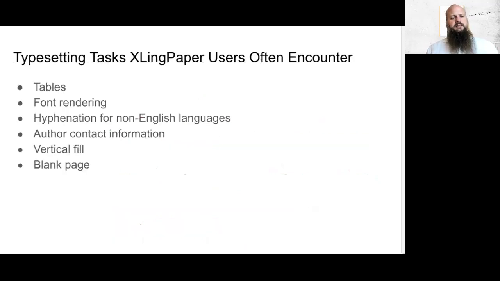Some other typesetting tasks that XLingPaper users often encounter are tables and font rendering. Using Unicode fonts is highly encouraged. Hyphenation for non-English languages is an issue that several users have encountered and avail themselves of those tools. Authors' contact information is often important when you're working across different documents, and it makes it easy to do that. Vertical fill and blank page are all important tasks.